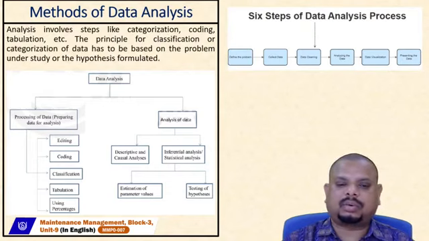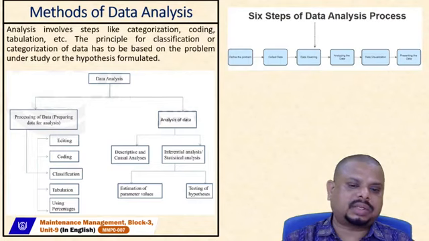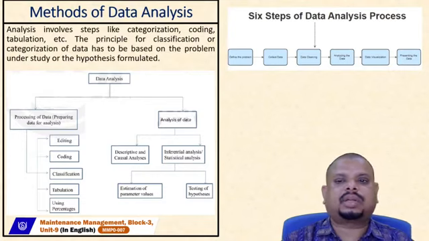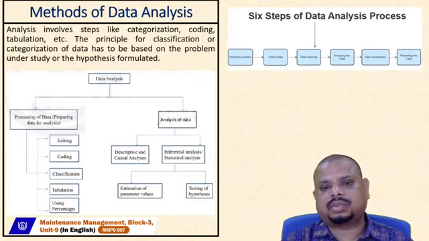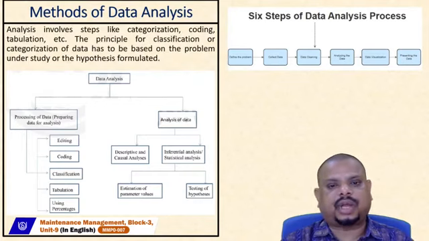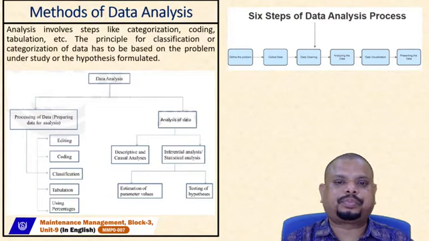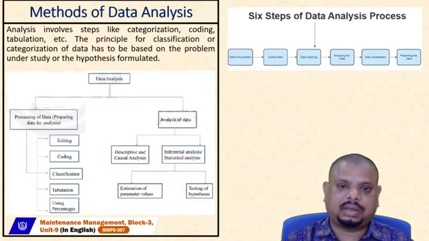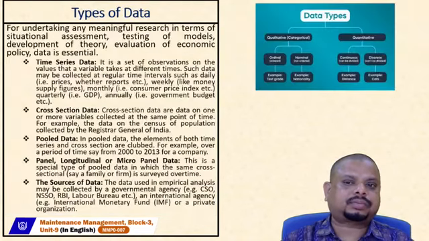And the second part is statistical analysis. Under statistical analysis, we go for estimation of different parameters and testing of hypotheses, and we have understood the different steps of the data analysis process, which include defining the problem, collecting the data, data cleaning, analyzing the data, visualization, and presenting the data. Moving to the next ones.